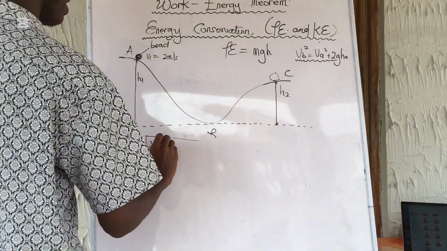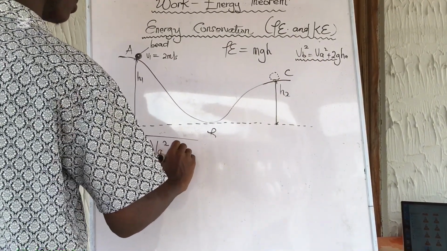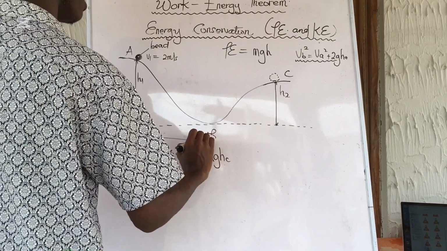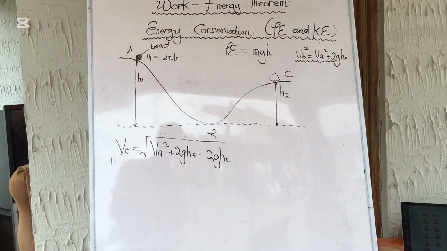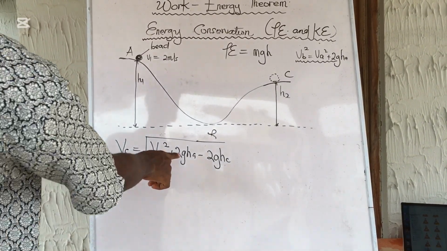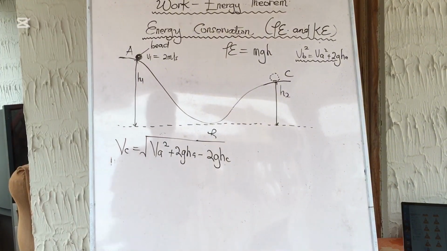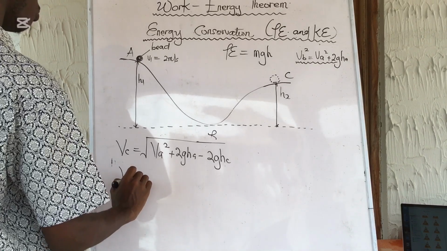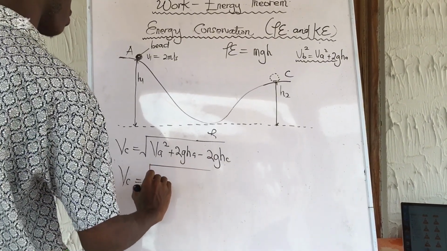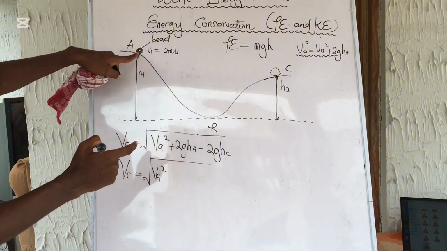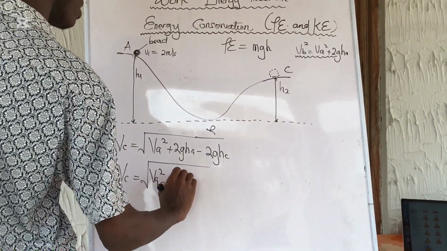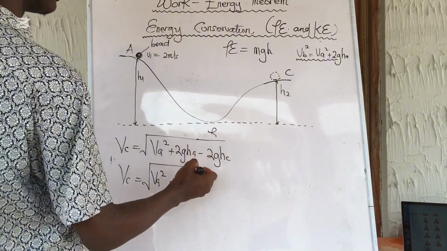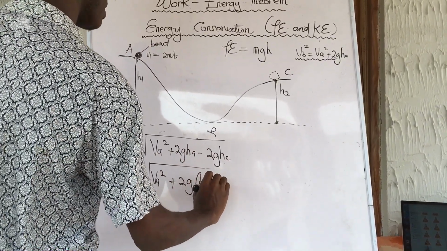So now we are having our VA square plus 2JHA minus 2JHC. This is the overall relation. But this relation means that we are having 2J here. Let's factorize 2J out. So our VC, our velocity at point C, will be equal to the square root of VA square, which is the velocity at point A square, plus our 2J. Now the height is the only thing that is different, so our HA minus our HC.